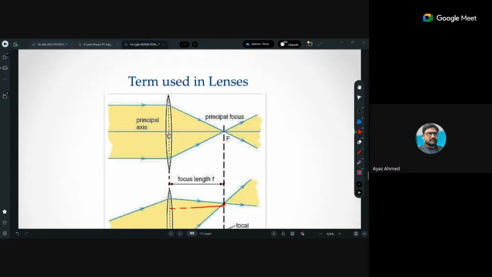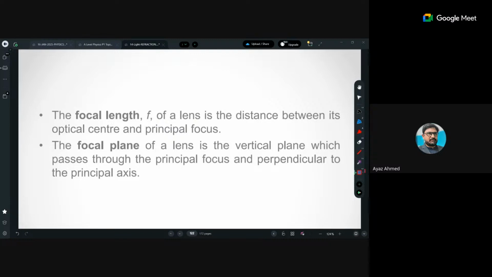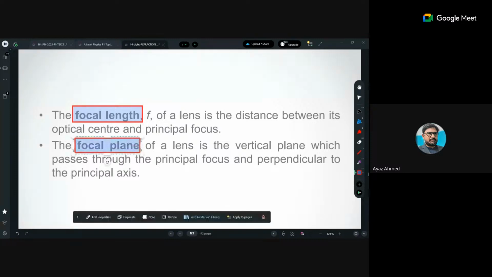I will go back to the terms. So focal length, you have to recall this. Focal length is small f, and it is the distance between the optical center and principal focus. Will you be able to recall that? Is it easy?